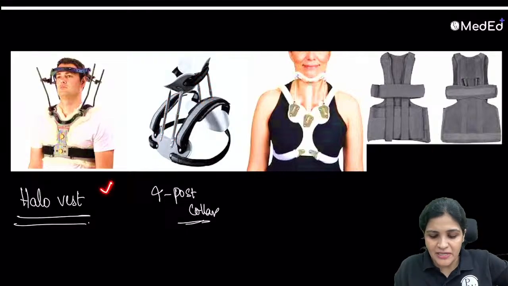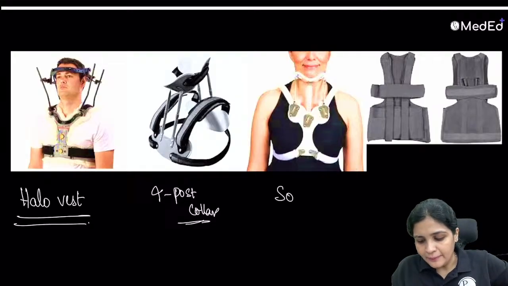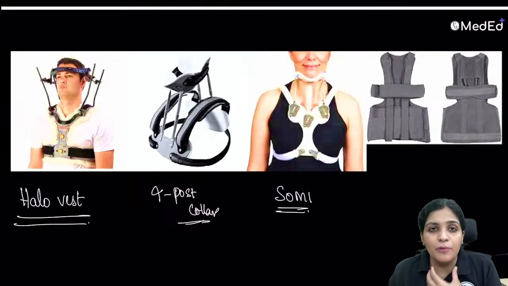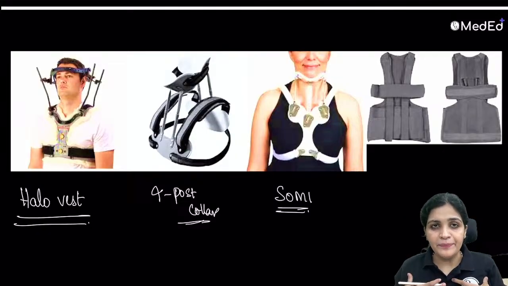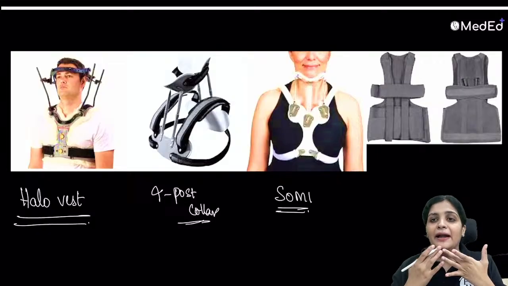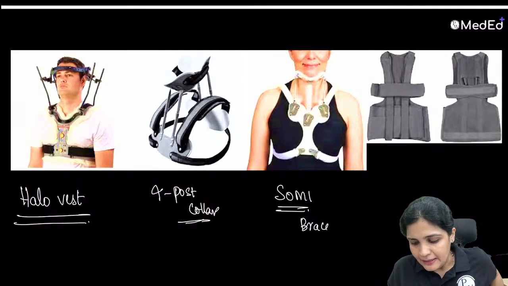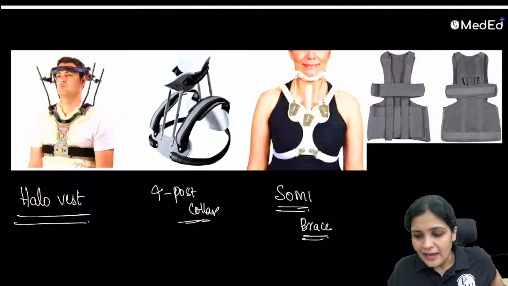Okay, this is halo vest, 4-post collar. This is SOMI. Sternum, occiput, mandible. All the 3 are immobilized. So this is your sternum, occiput, and mandible. SOMI. Okay, this is your SOMI brace. And what is this?